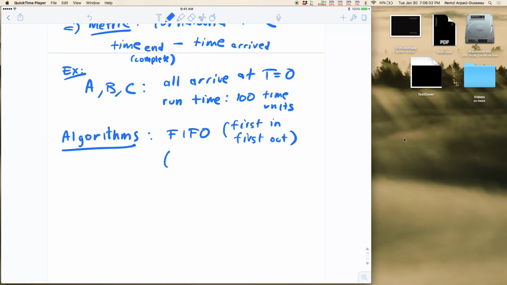Sometimes it's also called, aka also known as, first come, first served. Same thing. So I'll just write that out here. First come, first served.